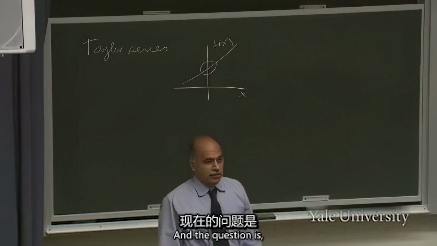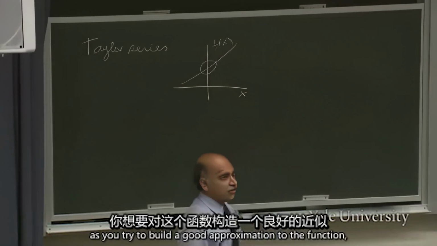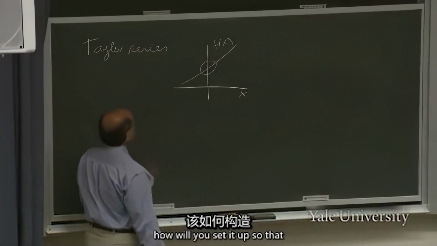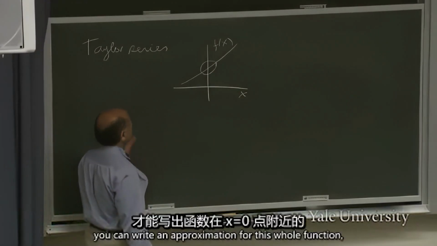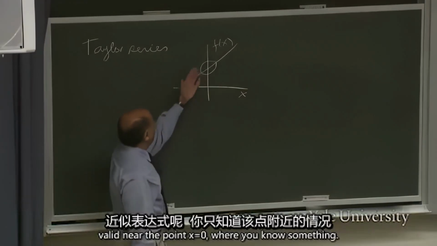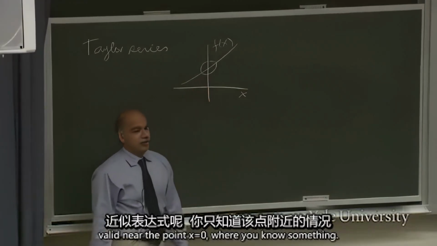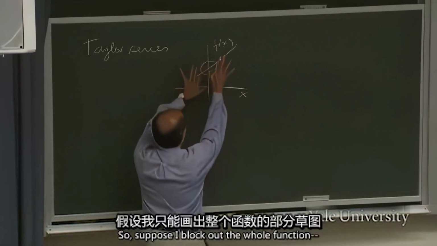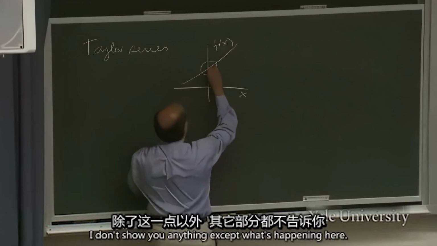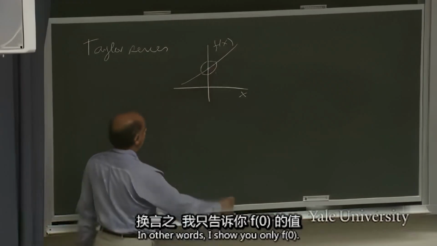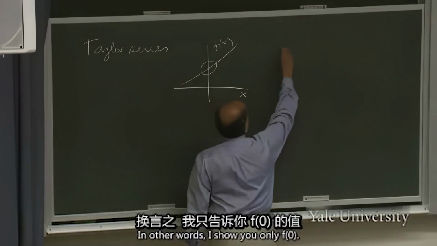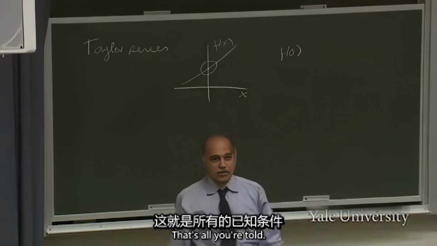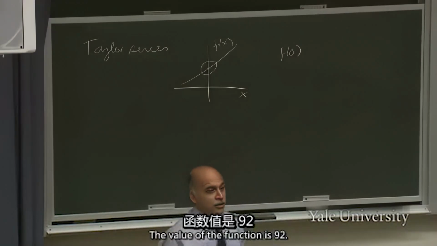And the question is, as you try to build a good approximation to the function, how will you set it up so that you can write an approximation to this whole function valid near the point x equal to 0, where you know something? So suppose I block out the whole function. You got to imagine mentally, I don't show you anything except what's happening here. In other words, I show you only f of 0. That's all you're told. The value of the function is 92.